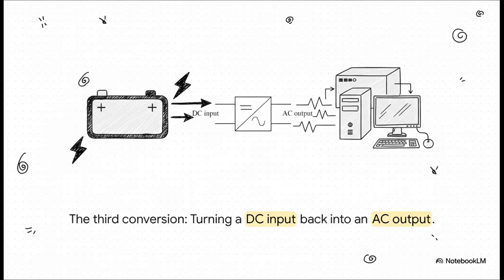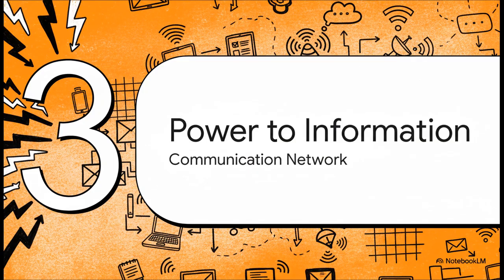And just to complete the circle, we can even go in the other direction. A DC to AC converter, which we usually call an inverter, can take power from a DC source, like a car battery, and turn it back into AC. This is exactly what's happening inside an uninterruptible power supply, or UPS, that can keep your computer running during a blackout. Okay, so our device is powered up, it's charged.